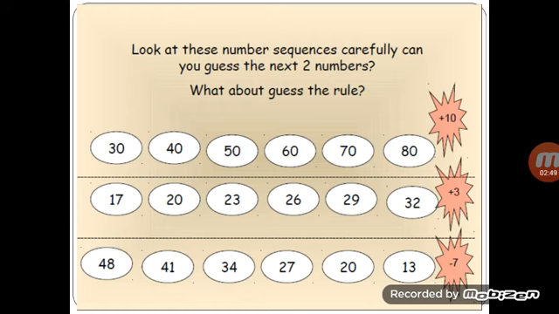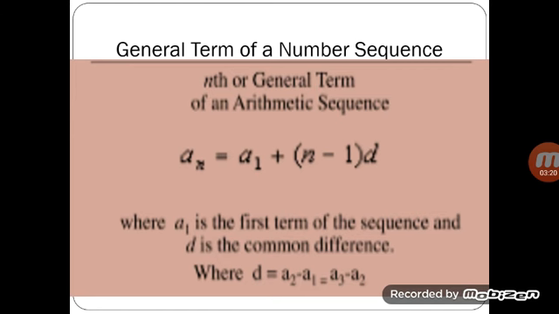Now look at more examples of sequences: 30, 40, 50, 60, 70, 80. It's very easy to identify which pattern has been followed. Yes, they have added 10 over here. The second sequence 17, 20, 23, 26, 29 and 32. Yes, the difference is 3 and it is increasing. So we will add 3 to get the next term. The third example is 48, 41, 34, 27, 20 and 13. You can see it is a decreasing pattern. The difference is 7, so we will subtract 7 every time to get the next term.